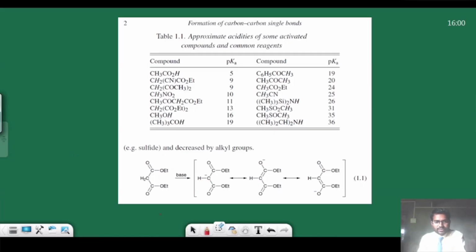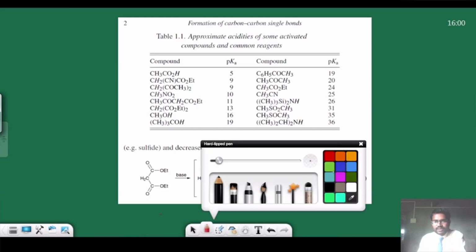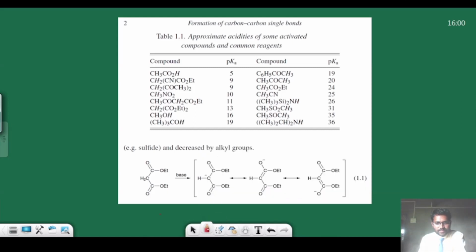Hello everyone, today we are going to discuss a very important book, that is William Carruthers. So we will discuss all the examples of chapter number 1 first of all.